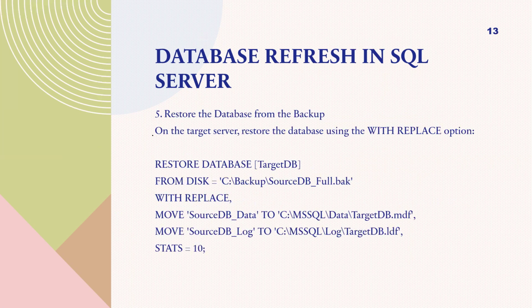Now we are going to restore the database from the backup on the target server. The target server will already have that DB, right? So we are going to use the replace option. What is the command? We can do the same with the GUI also, and this is the command. We will use restore database and then the database name, from the path, because we have moved the database backup from the source to the target, right?